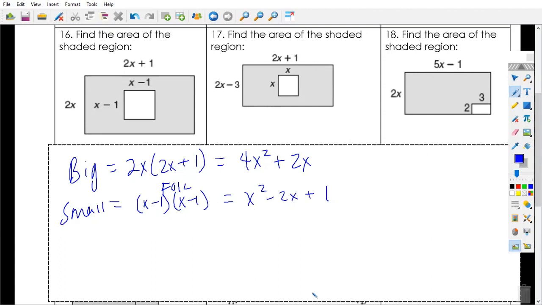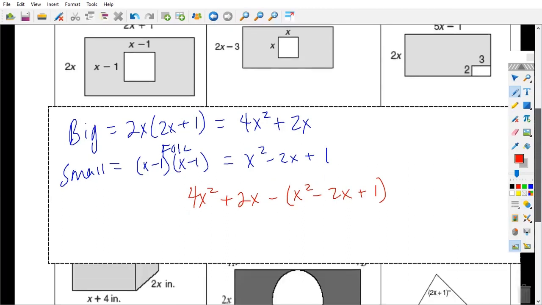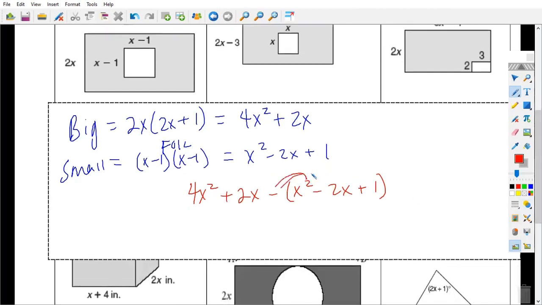Okay, do y'all remember when we were doing long division and I said, when you're subtracting the polynomials, you have to change the signs of each term, of all the terms. That applies here. So when we're subtracting this, it is 4x squared plus 2x minus x squared minus 2x plus 1. This is why you have to change the signs, because that minus is affecting every single term, right? So when I'm doing it, it's actually 4x squared.